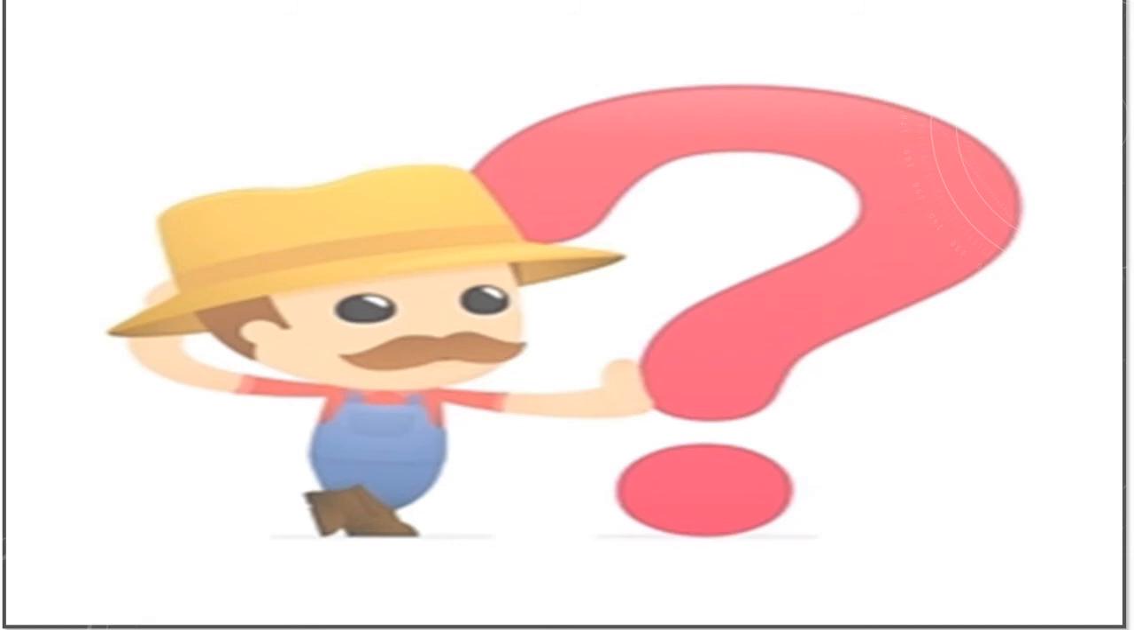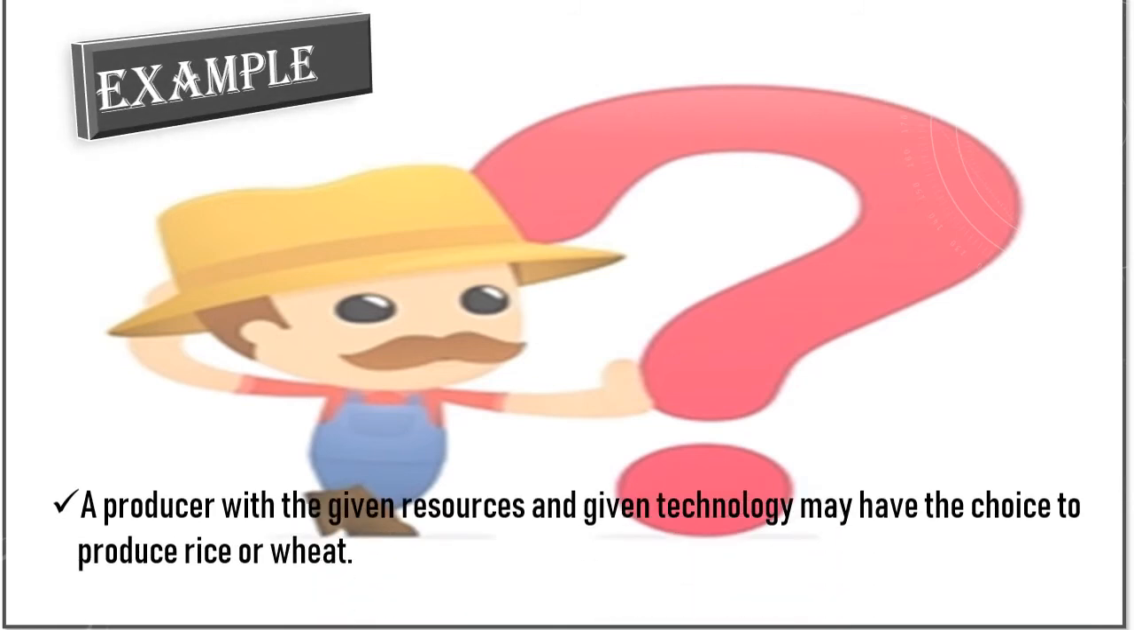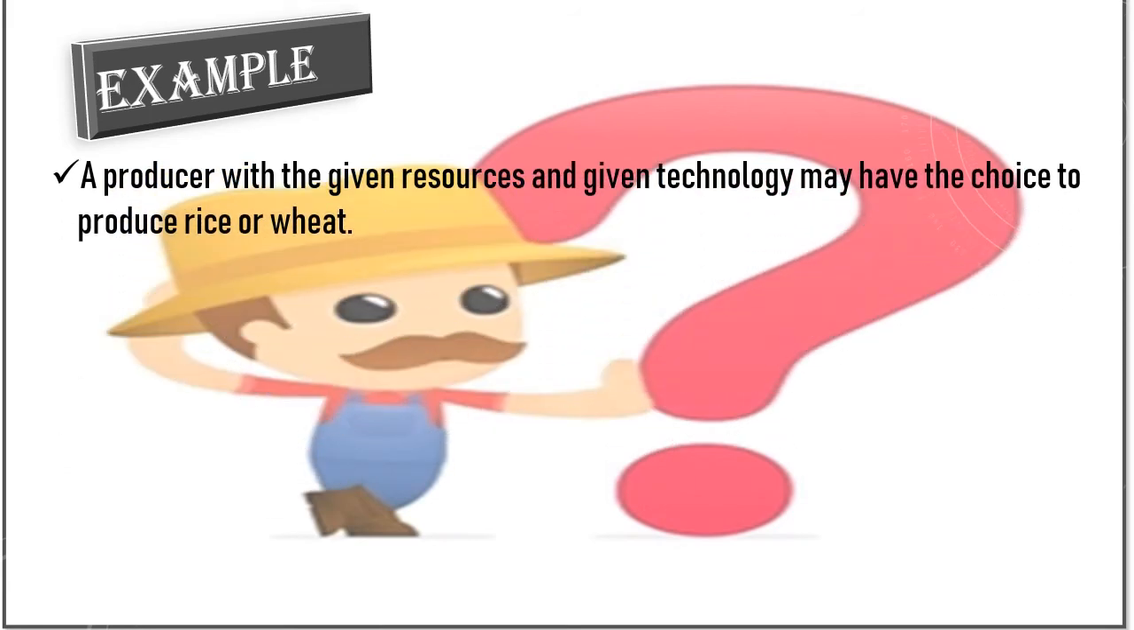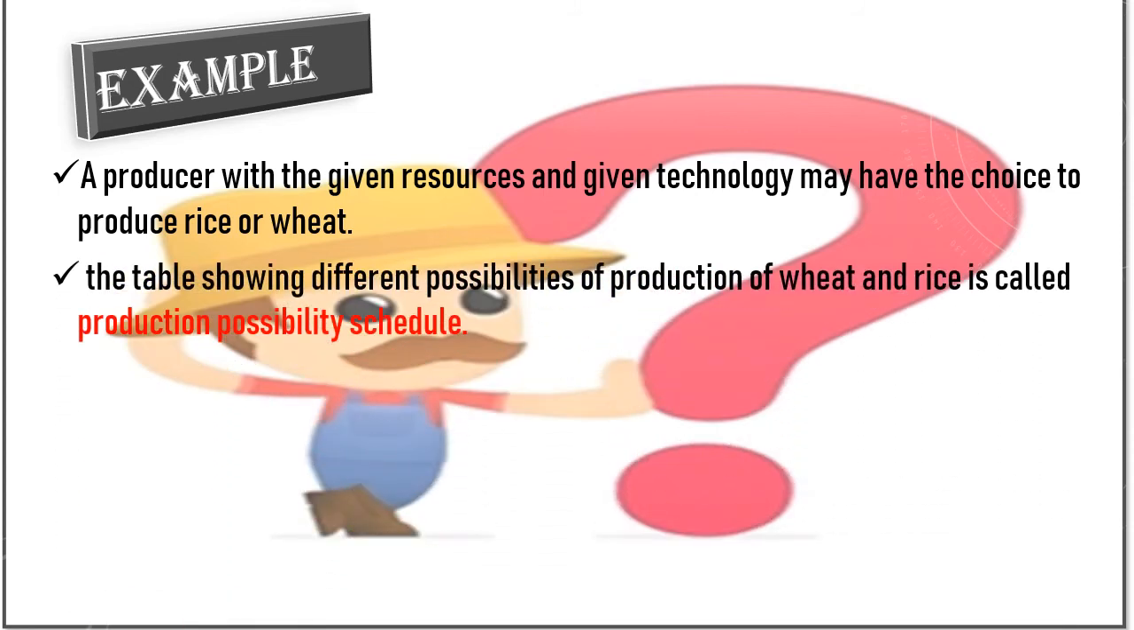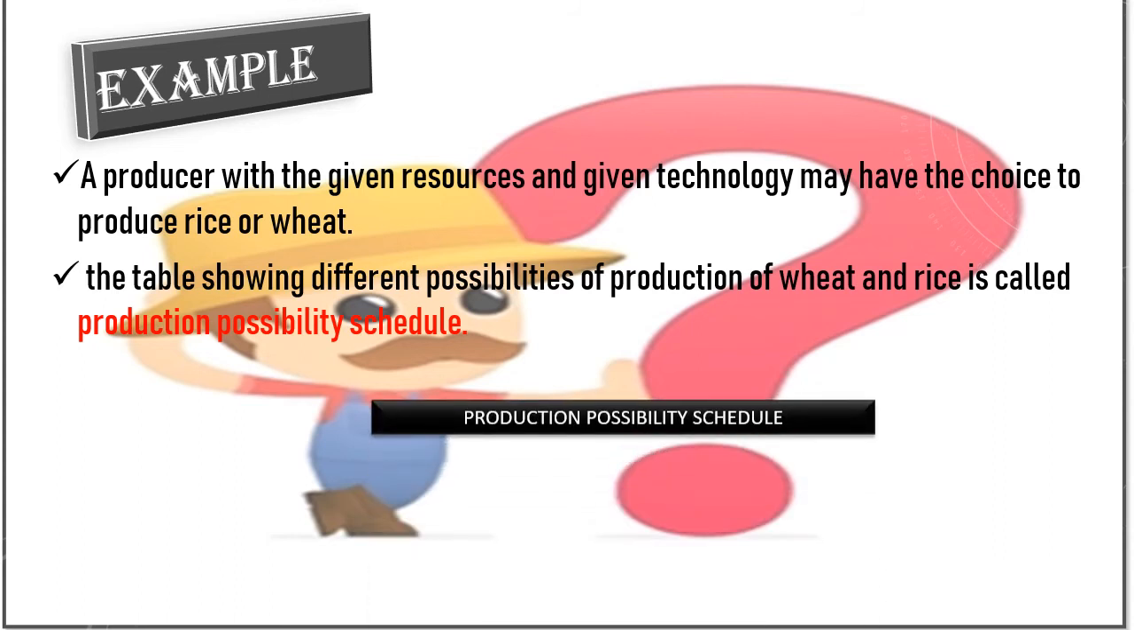So I will just explain this with an example. Have a look at the example. A producer with the given resources, like a farmer having limited resources and limited technology, may have the choice to produce rice or wheat. The table which shows the different possibilities of production of wheat and rice, or of any two commodities, is called a production possibility schedule. So here is the table, or you can say schedule.